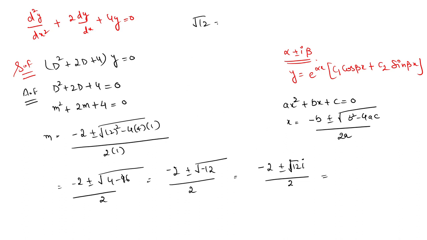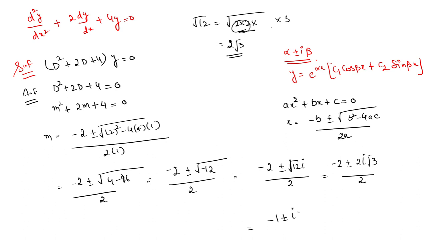If we want to find the root of 12, what is the root of 12? It is 2 into 2 into 3. Sorry, there was a mistake; it is 2 into 2 into 3. So 2 can be taken out as common, giving 2 root 3. So here it is (-2 ± 2i√3) / 2. So minus 1 plus minus i root 3. So now these are the roots.